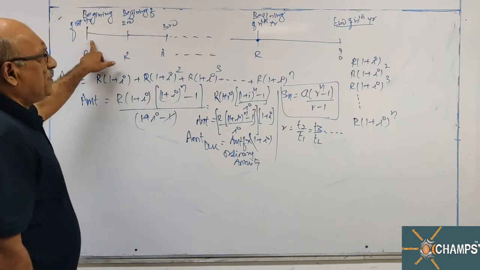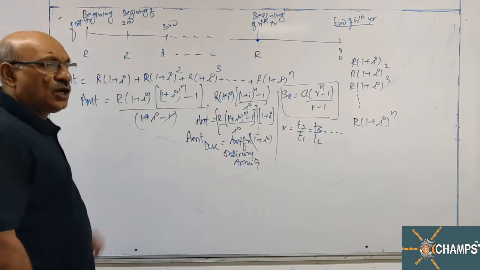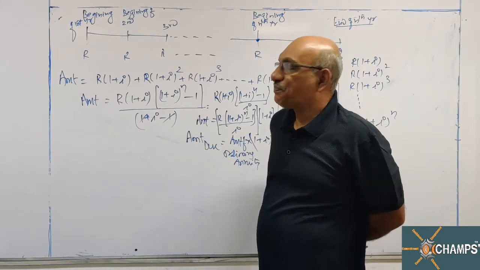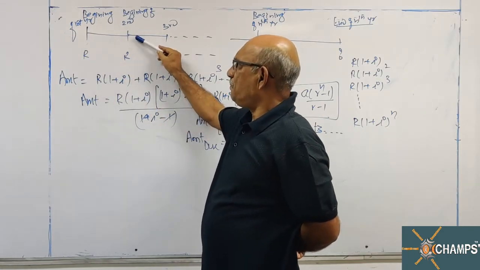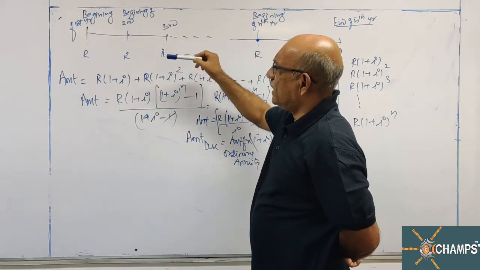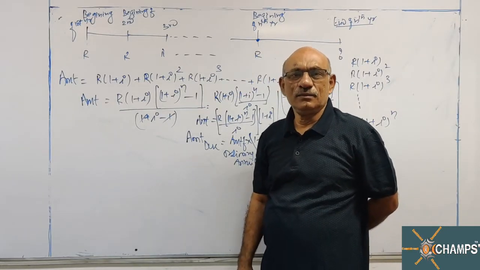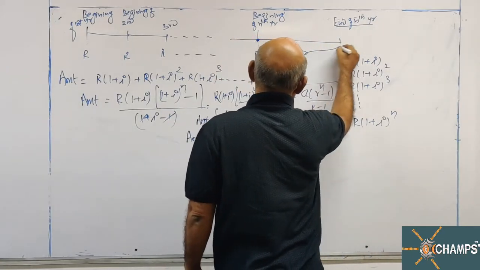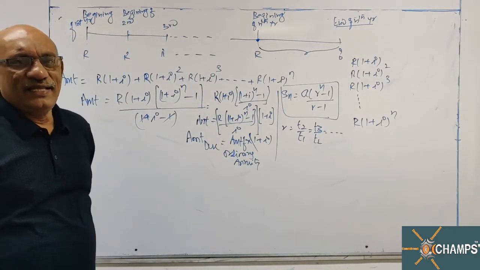A person deposited some amount in a bank in this way. Rupees R is deposited by you or by me in a bank at the beginning of each year. Now sir, beginning of the first year R rupees is deposited. Beginning of the second year again R rupees is deposited. Beginning of the third year R rupees is deposited, etc. Beginning of the nth year R rupees is deposited. Now the amount is withdrawn at the end of the nth year.